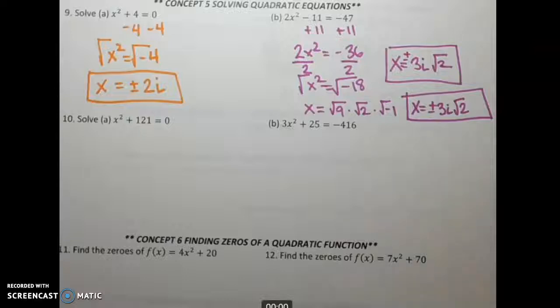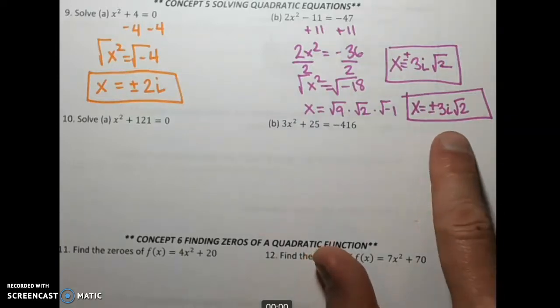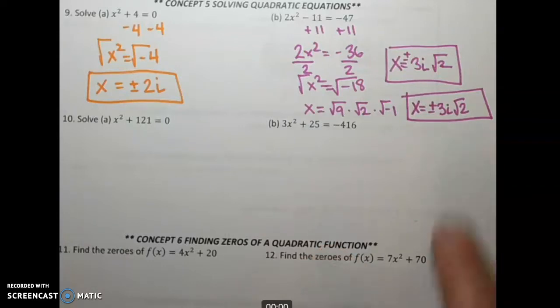Hey guys, sorry, I just didn't quite finish on that last problem. So again, the square root of 9 is 3, the square root of -1 is i, the square root of 2 is the square root of 2, nothing comes out of that, and it remains positive and negative, right, when you take the square root of both sides. So your answer is x equals positive and negative 3i root 2.